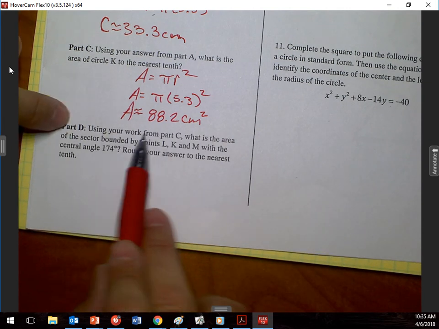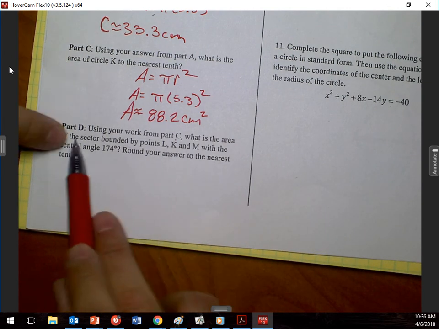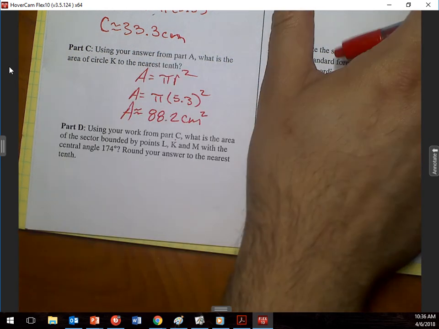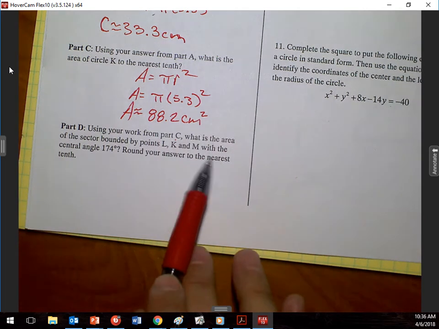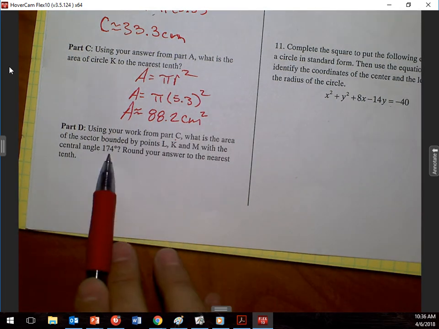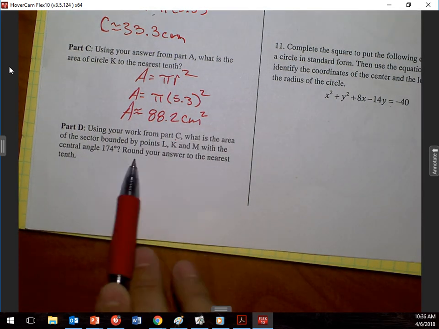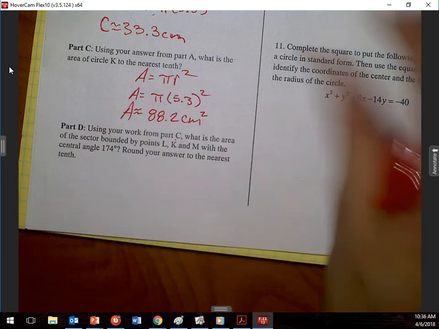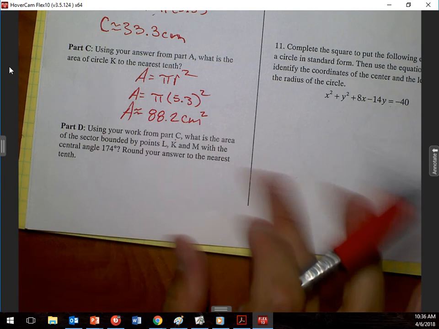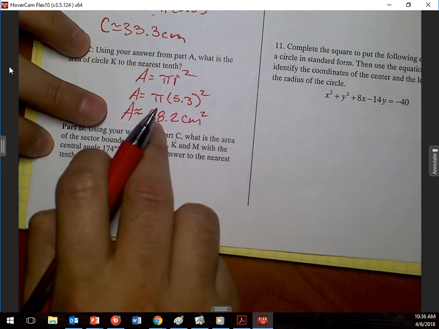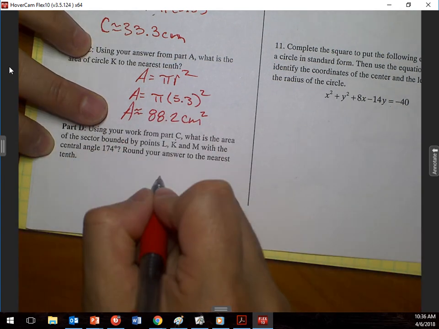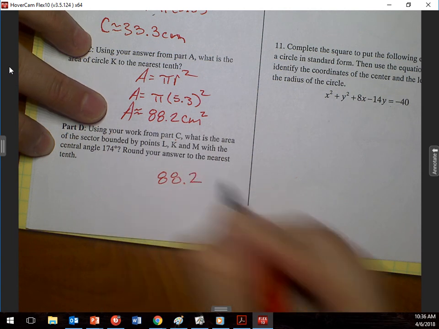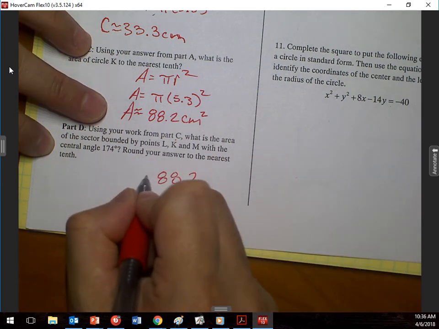D. Using our work from part C, what is the area of the sector bound by points L, K, M, with the central angle of 174 degrees? Round your answer to the nearest tenth. So we're trying to figure out the area of the sector. I'm using all this right here. It's basically a fraction of my entire area.